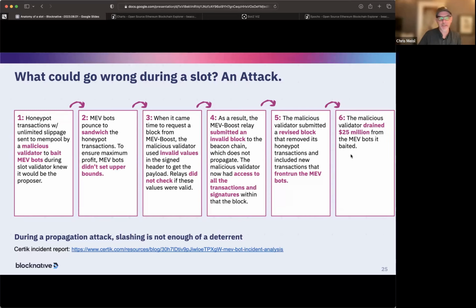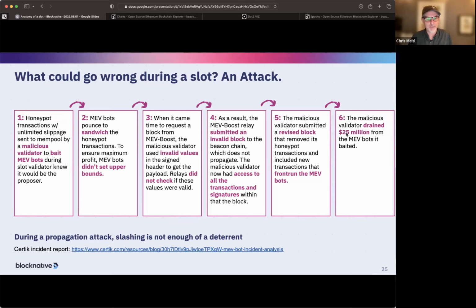And needless to say, they were slashed for this inappropriate behavior, because technically they violated the consensus rules by signing two distinct blocks. One was invalid, but they signed two blocks. That's a breaking of the rules. But even if they were slashed the full 32 ETH, that's a low cost for getting 25 million in return. So that's an example of something that can go wrong in a slot under an attack scenario. This attack scenario is no longer available. All the relays have patched this up.